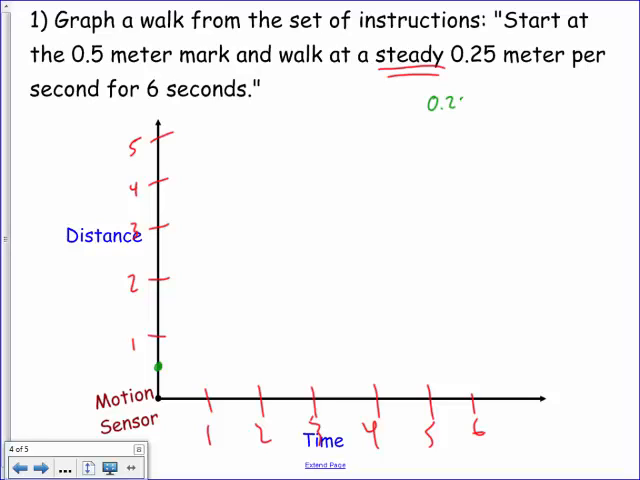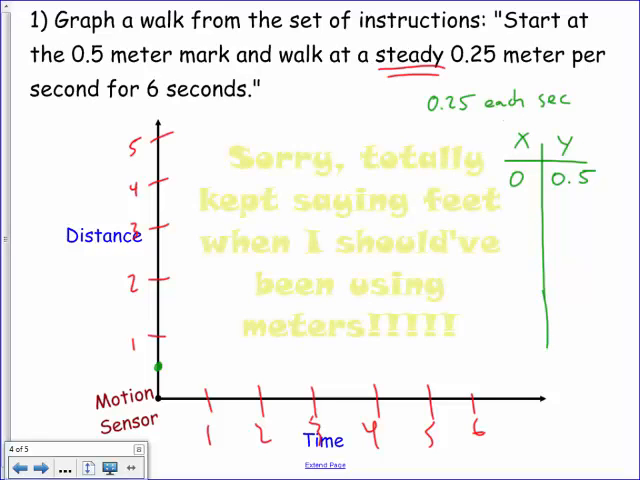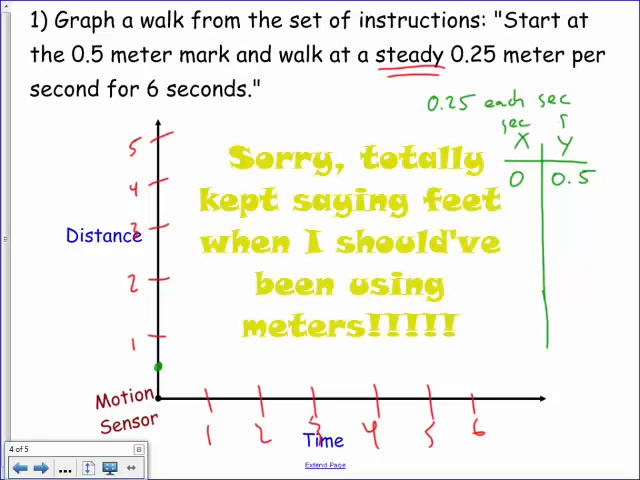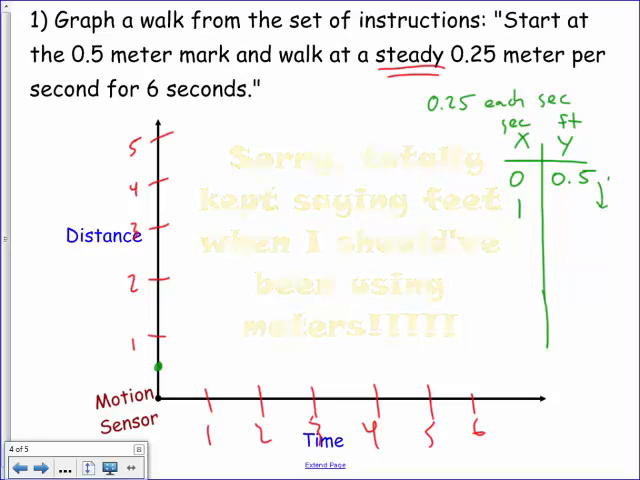So 0.25 each second. I might even want to make a table just to help me out here. So at 0 seconds, we started at 0.5 feet, right? Seconds is on my x's, feet is on my y. So in 1 second, we added 0.25, so really, we're at 0.75. At 2 seconds, we should be at 1, right? And 3 seconds, we should be at 1.25, so on and so forth. So that table might be helpful.